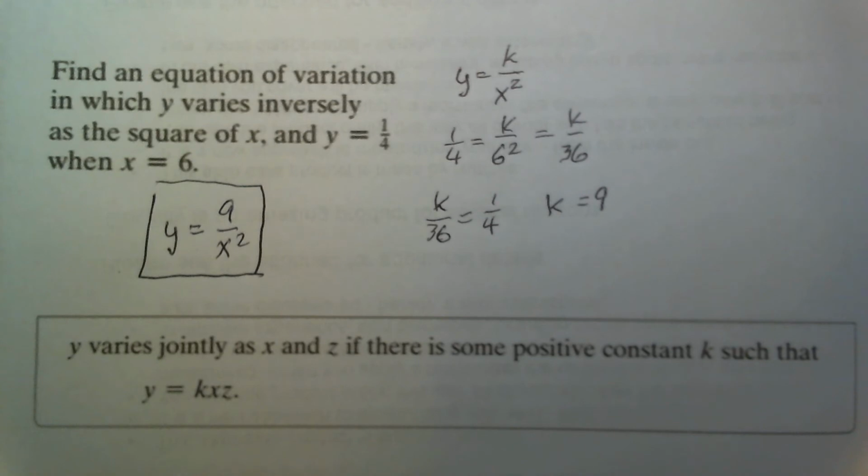Next, we have a statement of joint variation. Y varies jointly as x and z if there's some positive constant k such that y equals k times x times z. Here's an example of joint variation.